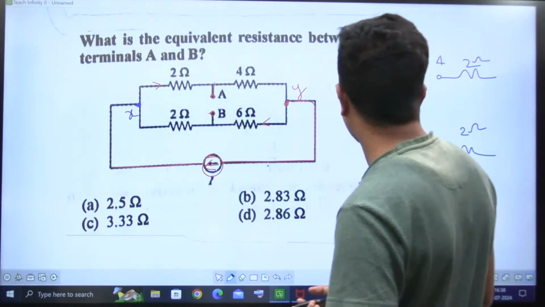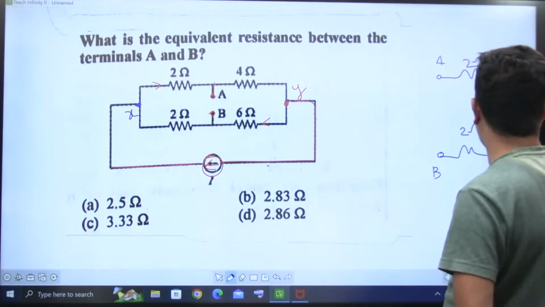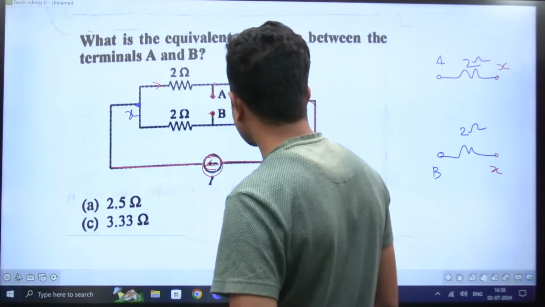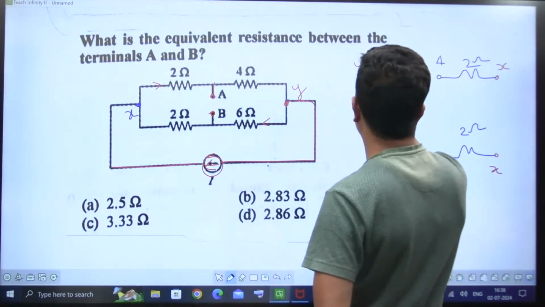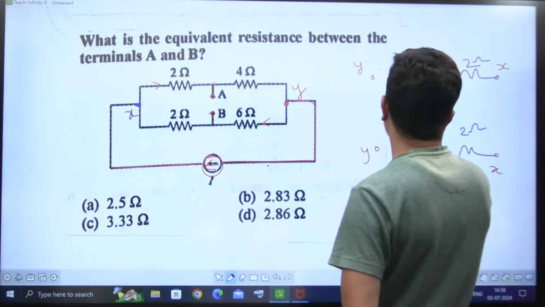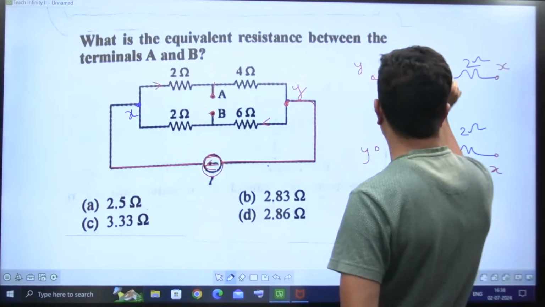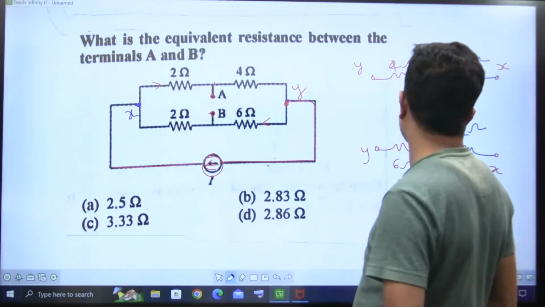So A and B I have taken. This is point X. From A to X and from B to X, we have some resistance, 2 ohms and 2 ohms. Let's take this point as Y, the same point Y. From A to Y, some resistance, how much is it? 4 ohms. From B to Y, there is some resistance, 6 ohms, right?